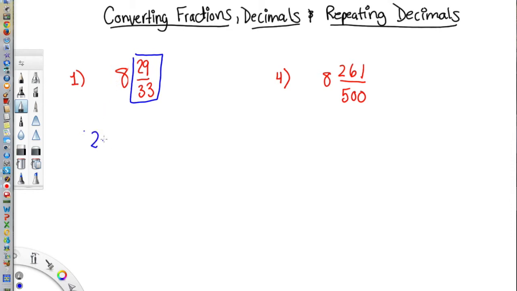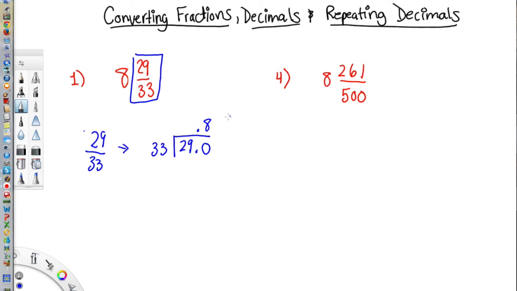So we have 29/33, which we know is really 29 divided by 33. Just think of the fraction bar as a division sign. So 29, our numerator, goes in the house, and 33 goes outside. 33 will not go into 29, so we're going to treat 29 as 290, and 33 will go into 290 approximately 8 times. Okay?